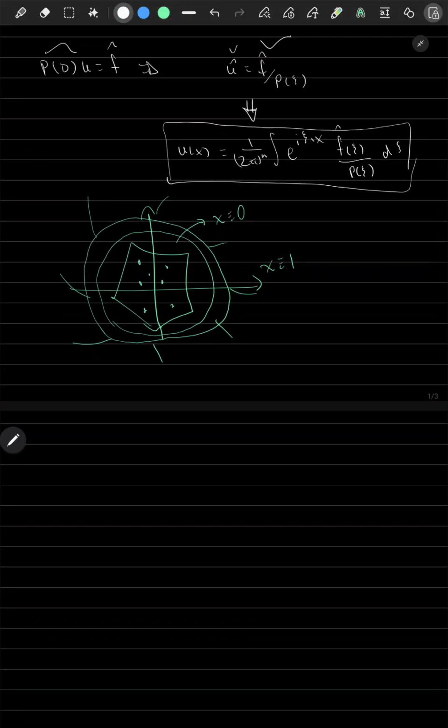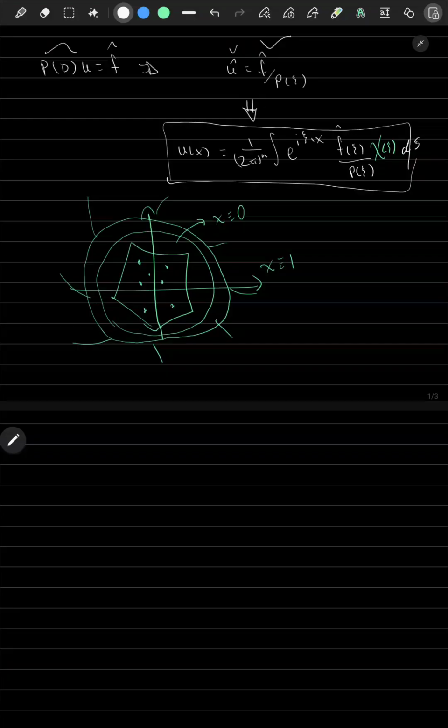So now we can multiply this expression here by chi of xi. So we can introduce a chi of xi right here in this integral.